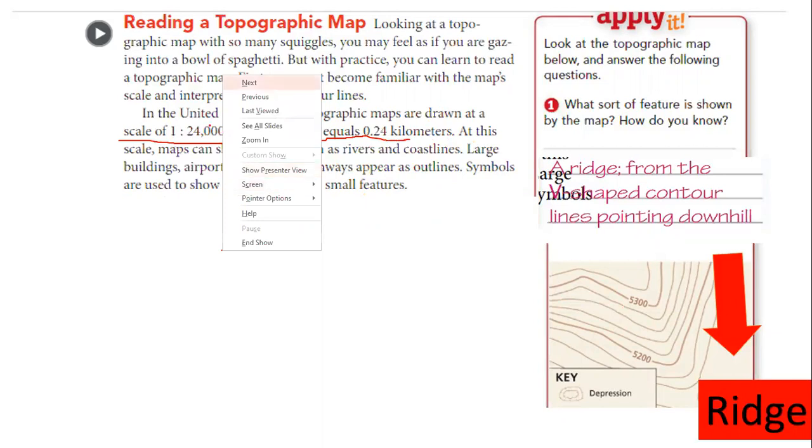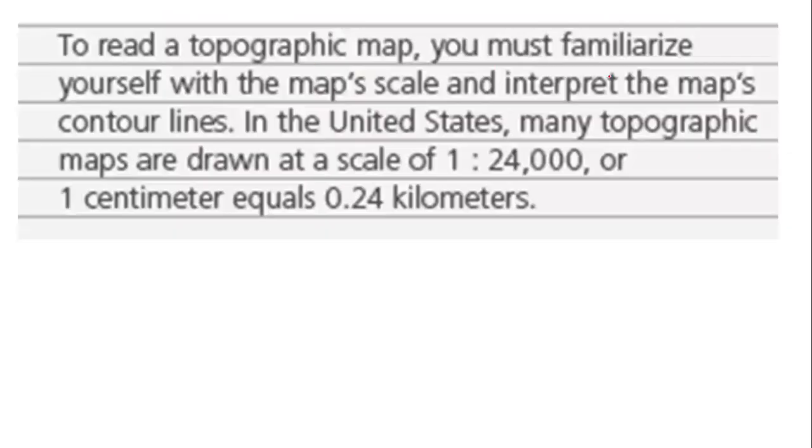Then, to read the topographic map, you must familiarize yourself with the map scale. Map scale, as I told you, for each country they have their own map scale. To explain the map's contour line in the United States of America, as I told you, 1 to 24,000, or 1 centimeter for 0.24 kilometer. Sorry, I said 24,000 meter, but here it is 0.24 kilometer.